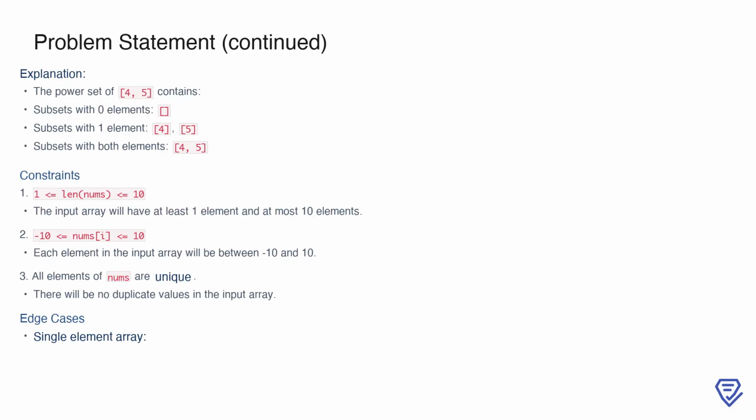Now, in the third example, the input array has 2 elements, [4, 5]. The resulting power set includes all possible subsets of these 2 numbers. This starts with the empty subset, followed by subsets containing one element like [4] and [5]. Finally, there's the subset containing both elements, [4, 5]. This example highlights how the number of subsets grows as the input size increases, following the principle of generating all combinations of the input elements.